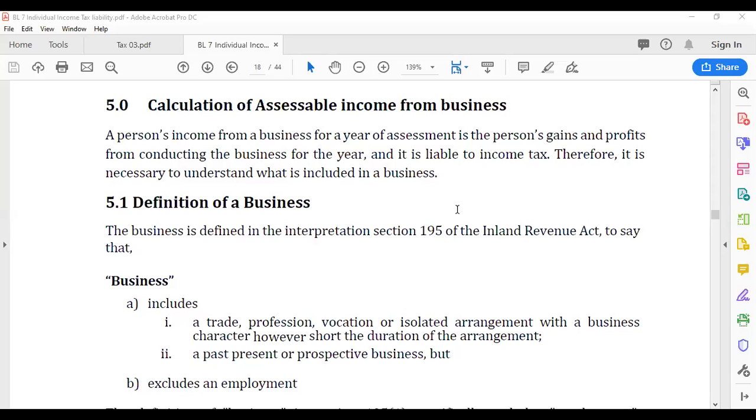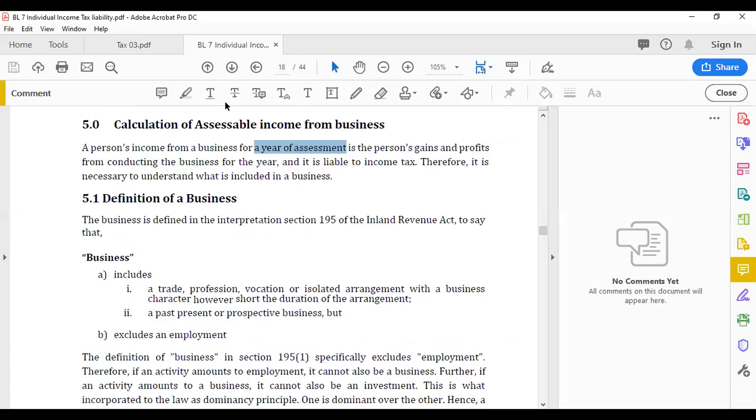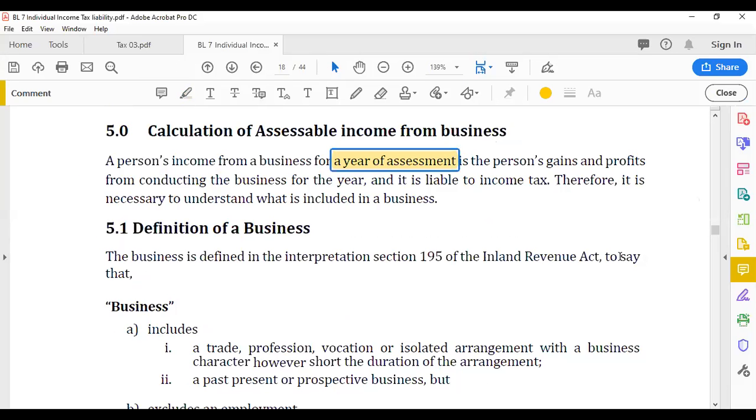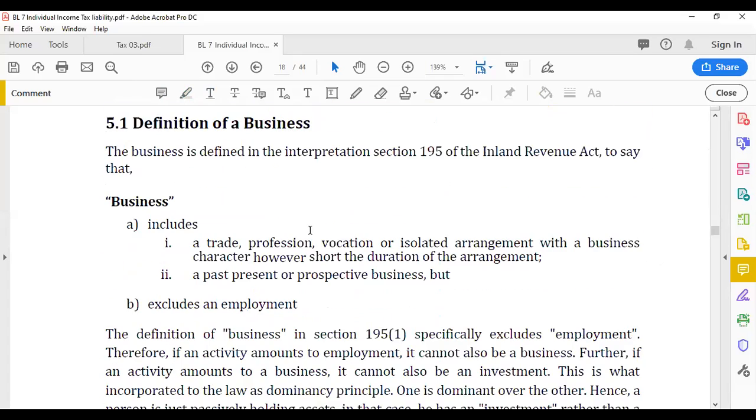A person's income from a business for a year of assessment is the person's gain and profit from conducting the business for the year, and it is liable to income tax. If any person is doing business, they are liable to pay income tax on their gains and profits, right? Therefore, it is necessary to understand what is included in the business.